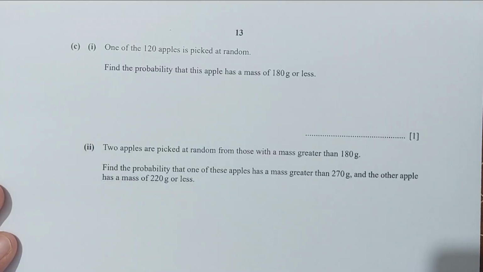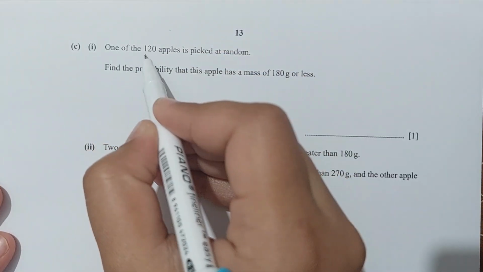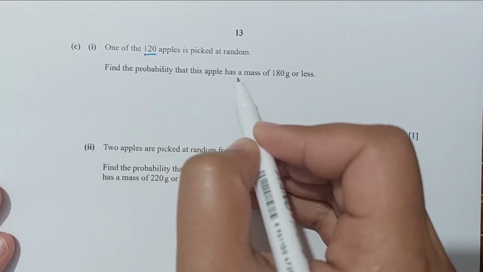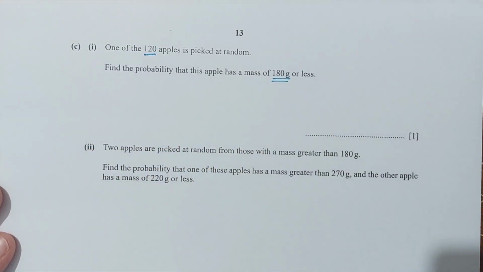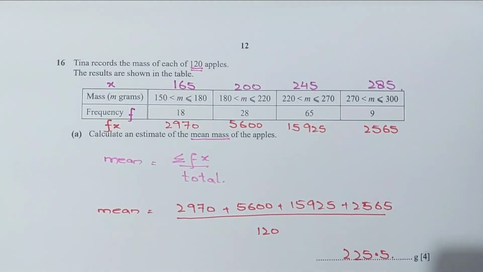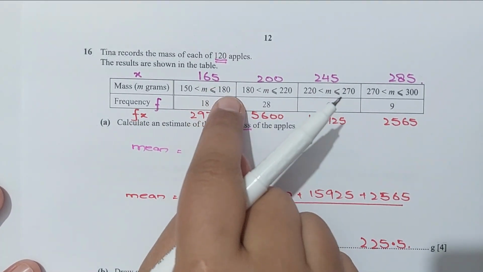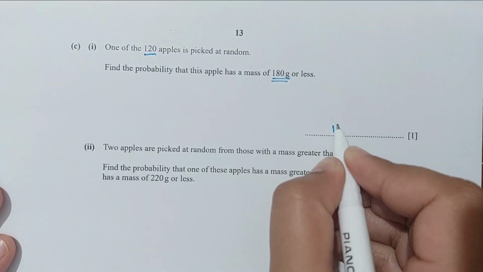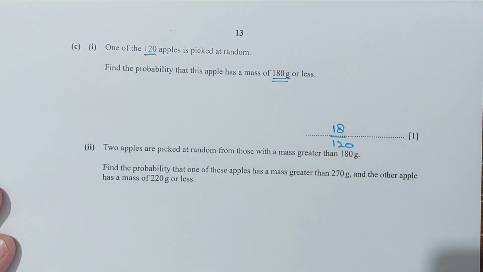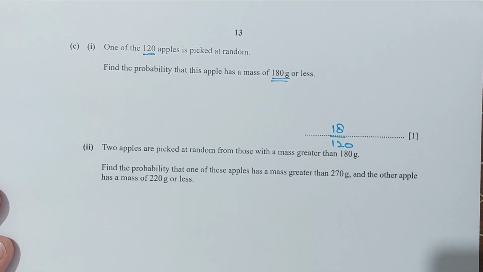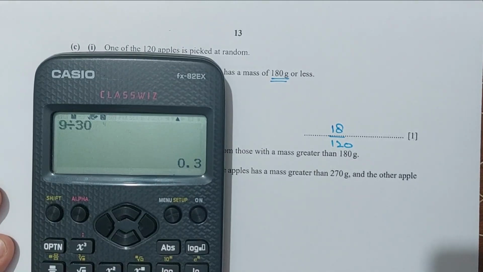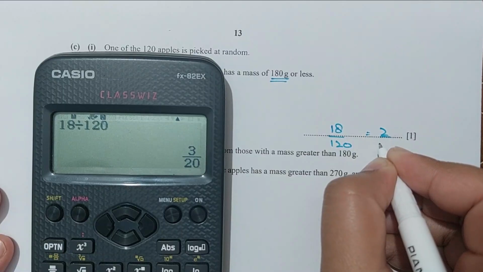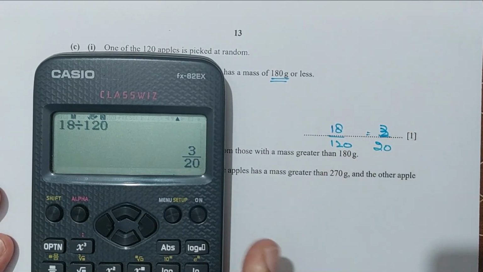Now for part C, number 1: one of the 120 apples is picked at random. Find the probability that this apple has a mass of 180 grams or less. How many apples have a mass of exactly 180 or less? 18 apples out of 120. You can keep the answer as it is, or convert it into simplest form. Both are okay. 18 over 120 is 3 out of 20.